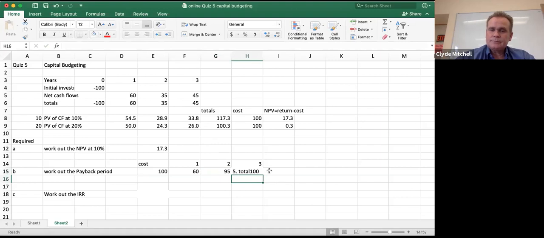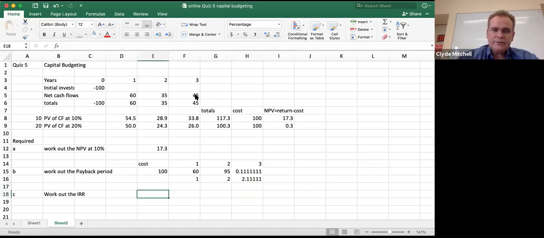So what fraction of a year is that to get that extra $5? Well, if I want to work it out as a fraction of a year, I'm going to go and take the $5, and I'm going to divide it by the $45 in the year that I earn, and it's 0.1111. In other words, it takes 2.1111 years to get my money back, and that is the payback period.